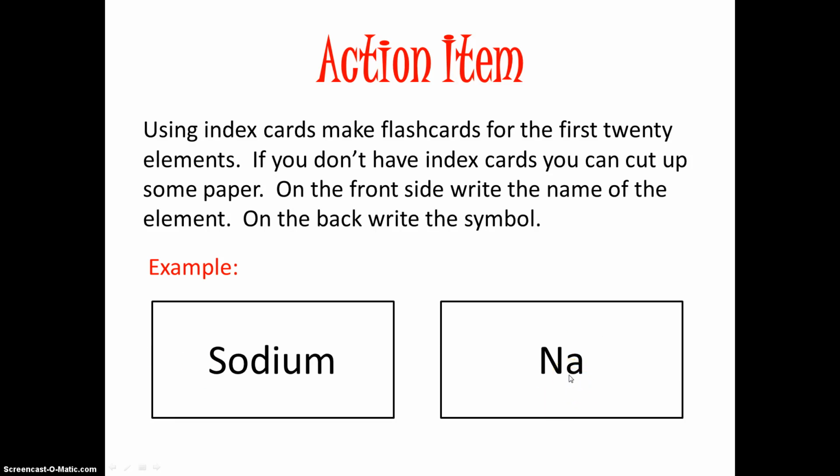And so if you kind of begin to commit to memory the symbol and the name, that's going to help you move in the periodic table much quicker, do better on tests, and all of that kind of stuff. So do it. Go write down the name and the symbol on an index card, name on the front, symbol on the back.